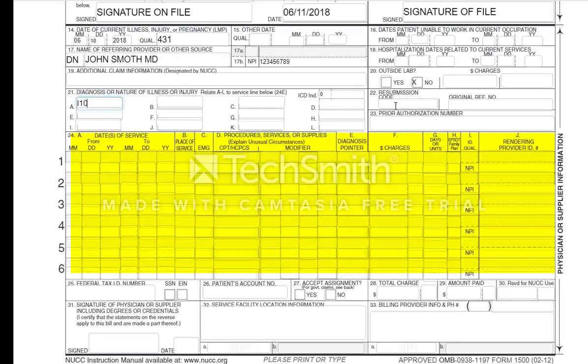Now we're moving down to block 24. Okay, as you can see, block 24 has A, B, C, D, E, F, G, H, I, and J. We're going to go through each individual one. You can also see on the left-hand side that it has 1, 2, 3, 4, 5, and 6. Okay, this is where we're going to put in order our CPT and HCPCS codes.